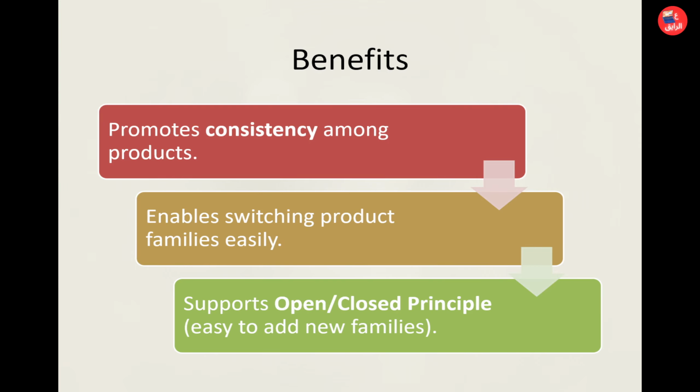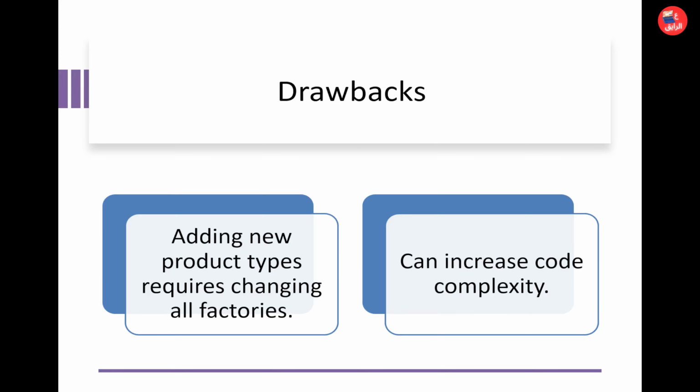What are the benefits of this design pattern? Promotes consistency among products, enables switching product families easily, and supports OCP, open closed principle, easy to add new families. What are the drawbacks of this design pattern? Adding new product types requires changing all factories and can increase code complexity.